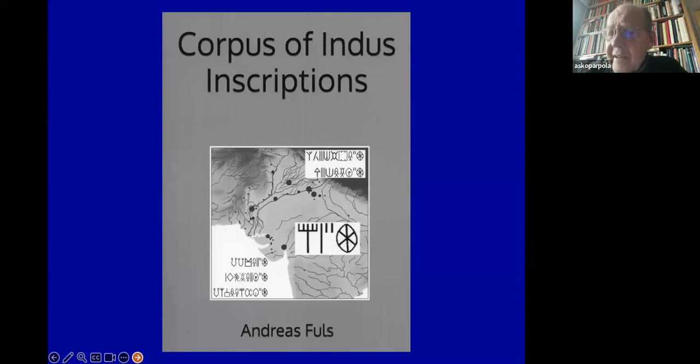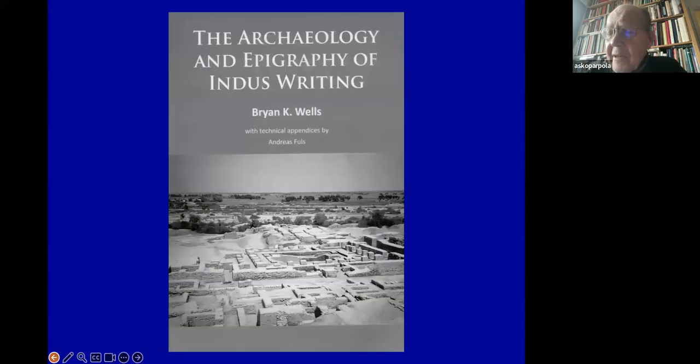In 2015, Wells published a booklet called The Archaeology and Epigraphy of Indus Writing, with technical appendices by Andreas Fuls. This is a summary and further development of his thesis, including the sign list of 709 signs, which Wells defends with some arguments that I shall take up in a moment.